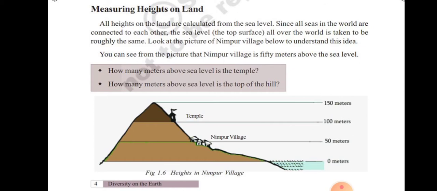How many meters on the mean sea level? 0. What is the height of this hill or a mountain? 150 meters. On how many meters is the temple? 100 meters. On how many meters is the Nimpur village? 50 meters. Let's see the questions and answer them. How many meters above the sea level is the temple? 100 meters. Very good. How many meters above the sea level is the top of the hill? 150 meters.